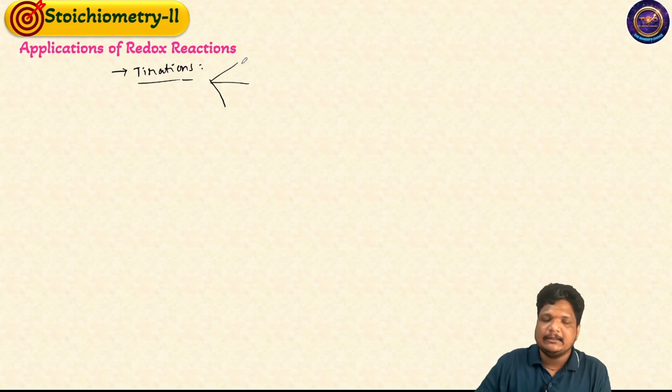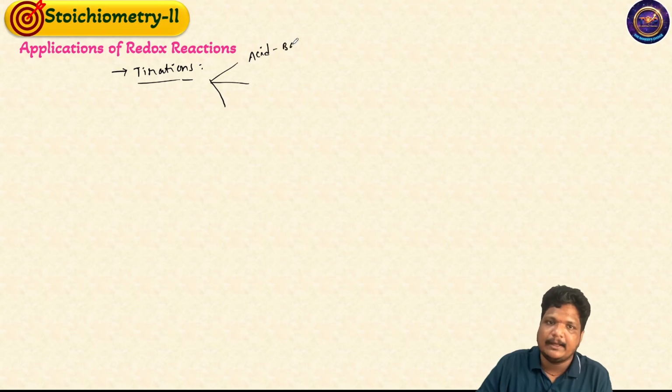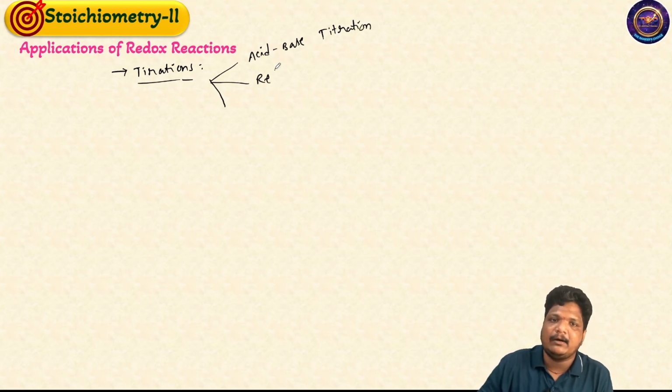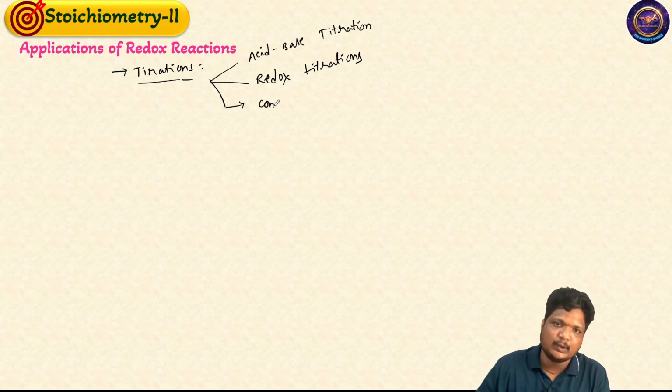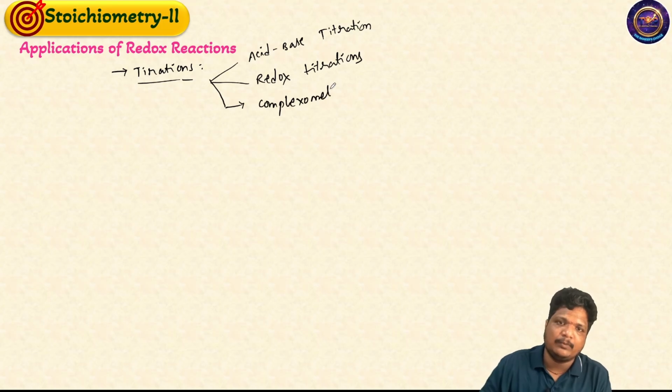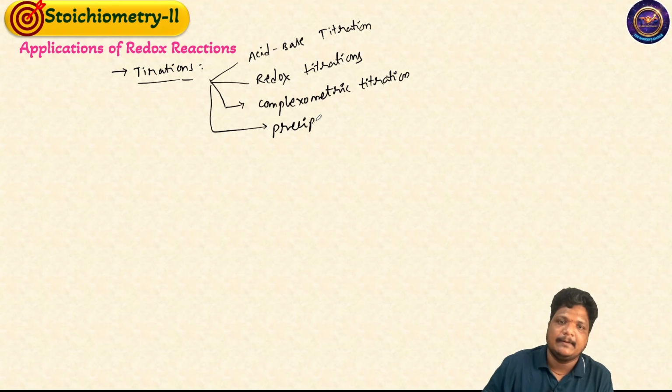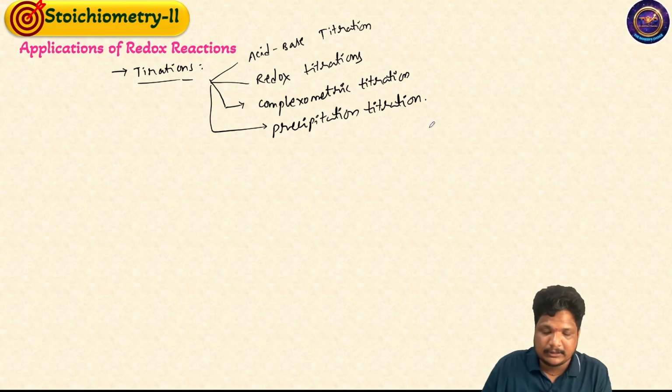In the first category, based on the titration reaction, we have acid base titrations, and the second one is redox titrations, the third one is complexometric titrations, and the fourth one is precipitation titrations.